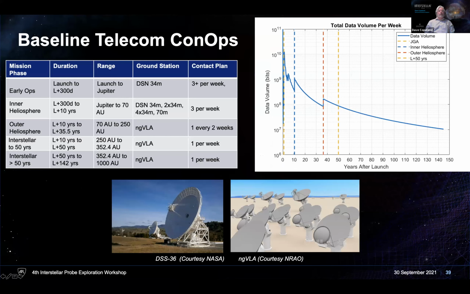Okay. So talking about our baseline telecom ConOps. We laid out a plan for how we felt we would be talking to the spacecraft during the mission life, and how we would trade off the different ground station apertures available to us. So early operations, in fact, out for the first 10 years of the mission, we're assuming you're on the DSN. As we cross that 70 AU boundary, we would transition over to the NGVLA. And you can see to the right the total data volume per week that we're predicting you would get down following this ConOps. Go to the next slide, please.